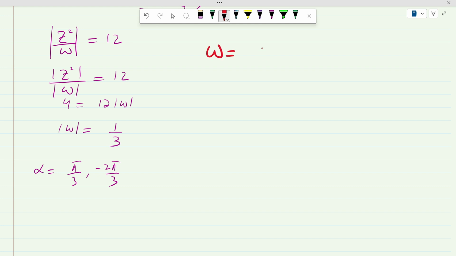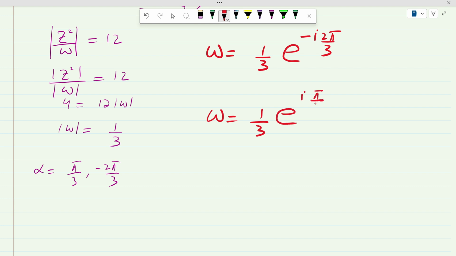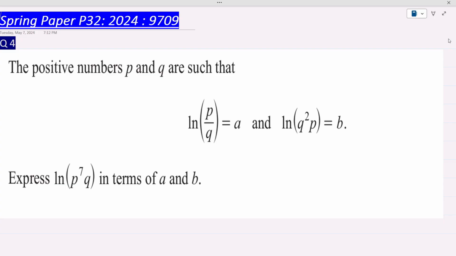So let's write down the answers for omega. The first answer is 1 over 3 e^(-i 2 pi/3). Another one is 1 over 3 e^(i pi/3). So these are the answers for question 3.